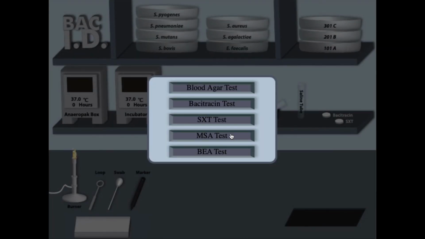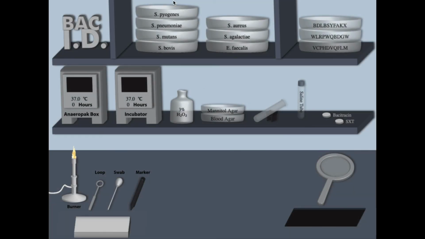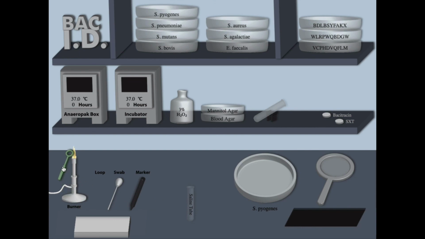To begin the bacitracin test, select Part 2 and then select and move one of the known Streptococcus bacteria to the tabletop. Prepare the saline test tube as you did previously. Make sure to sterilize the inoculating loop before transferring the bacteria from one plate to the saline test tube.